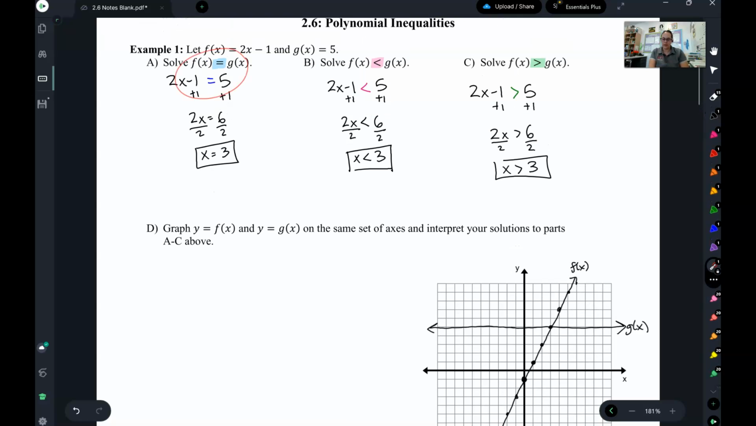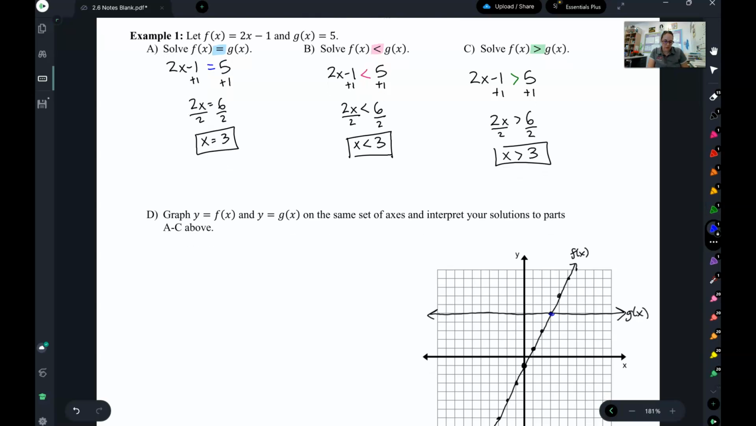So let's start right here. F of x equals g of x. Equals is the same thing as an intersection point. So if you come down here to these two graphs, you'll see that they intersect one another at this point. And this point is 3, 5. That is where this x equals 3 comes from. This is the x value of the intersection point. So anytime you are setting two equations equal to each other and solving, you're actually finding where those equations intersect each other.